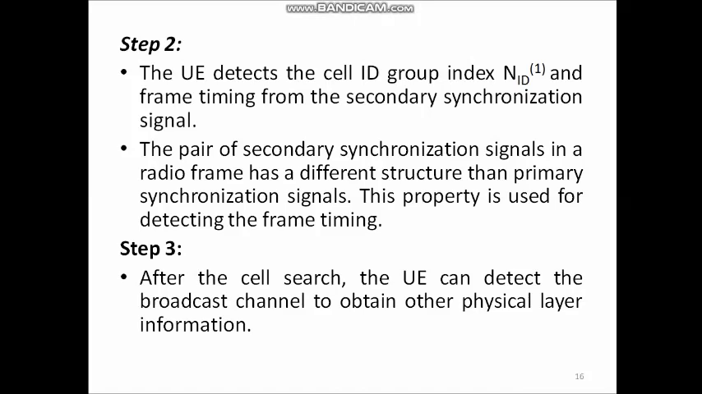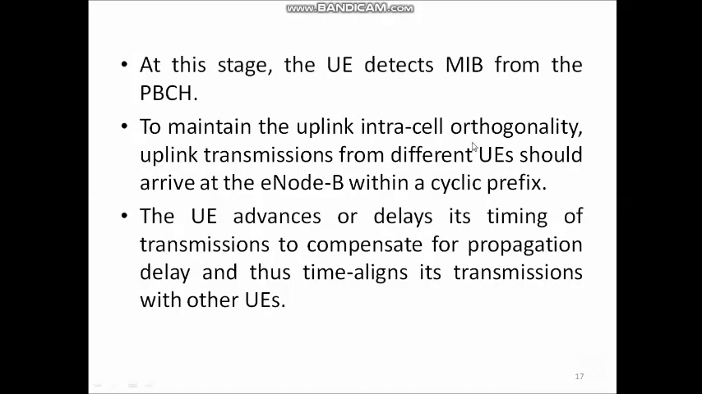And in the third and last step, after the cell search, the user equipment can detect the broadcast channel to obtain other physical layer information. This information may be like system bandwidth, number of transmission antennas, system frame number, etc. At this stage, the user equipment detects MIB from the PBCH. As you know, the system information is divided into master information block and system information block. We call it MIB and SIB. So, in this third stage, the user equipment detects MIB from the broadcast channel.